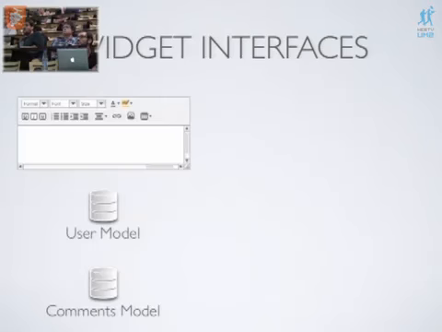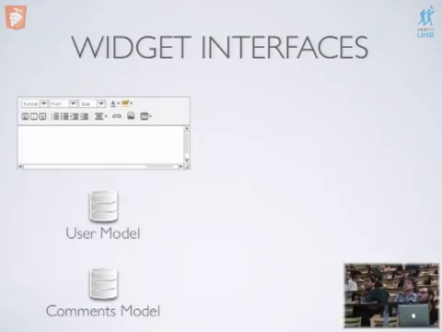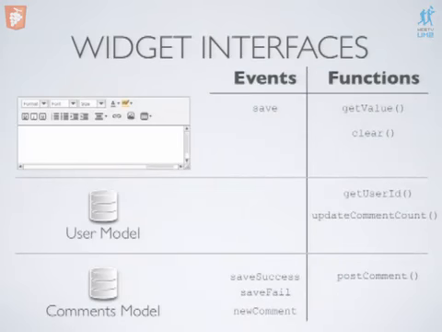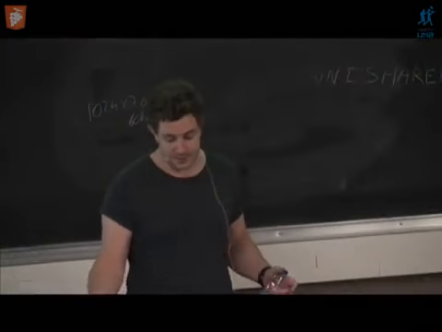So widget interfaces, again, we've got the same objects I just discussed. And we're thinking about what they do, what events they fire, what functions they have, what setters and getters they have. So here we have a save event. The model is going to tell us if it's been successful or if it failed. It's going to fire an observable event saying, I've got a new comment, so that if you've got an MVC framework, your other views can understand that a new comment has been saved and that there's new data.